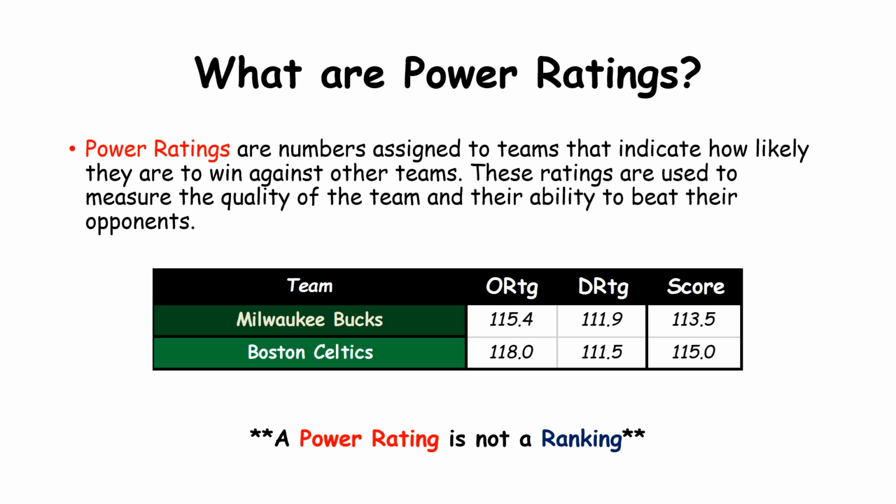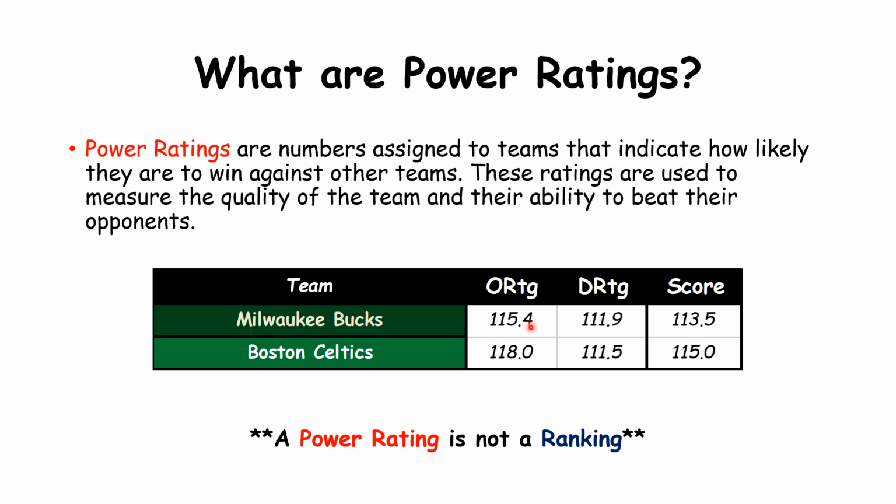As you can see, the Milwaukee Bucks have an offensive rating of 115.4, and their defensive rating is 111.9. Then when you look at the Boston Celtics, their offensive rating is 118 even, and their defensive rating is 111.5. Like I said, this is an easy to use power rating system where we would find the score of this particular game just based on their offensive and defensive rating.